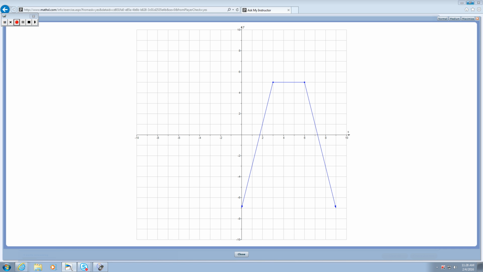So the increasing and decreasing is pertaining to altitude. So if anything's pertaining to increasing and decreasing, it's the y values. But you don't put the y values. You put the x values.